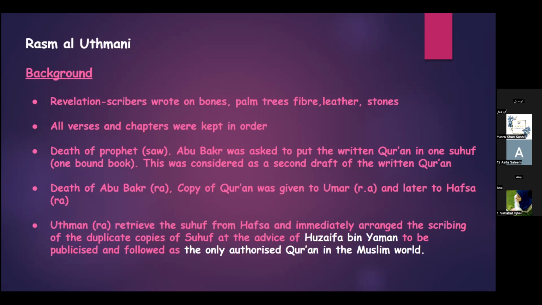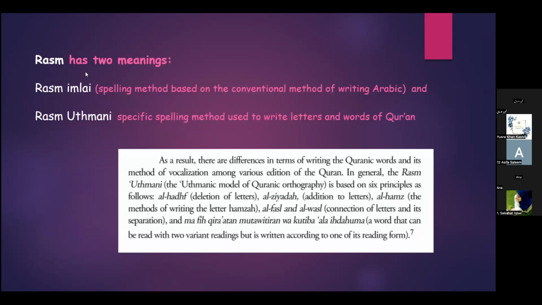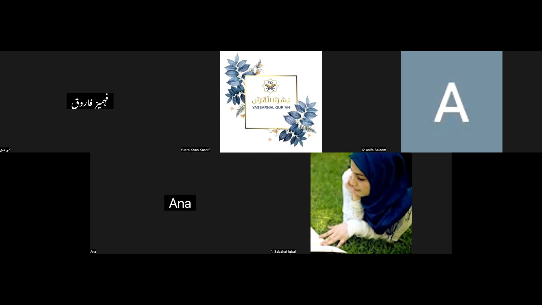Now, Rasm has two meanings, Rasm Imla'i and Rasm Uthmani. So let's go a little deeper into it and dig down the difference between the normal Arabic writing style and Rasm Al Uthmani. Rasm Imla'i means spelling method based on the conventional method of writing Arabic. As I said, if you intend to write Maliki or Maliki, how would you write? You would write in this way.